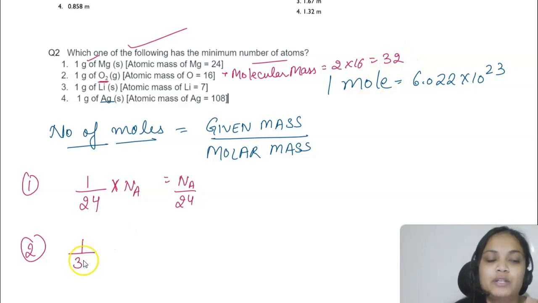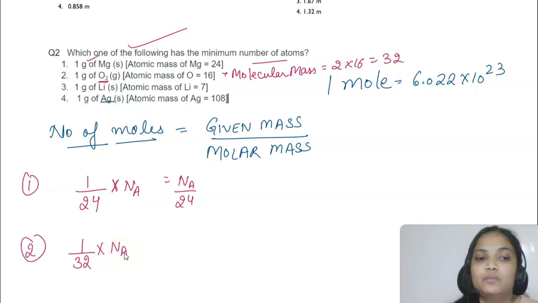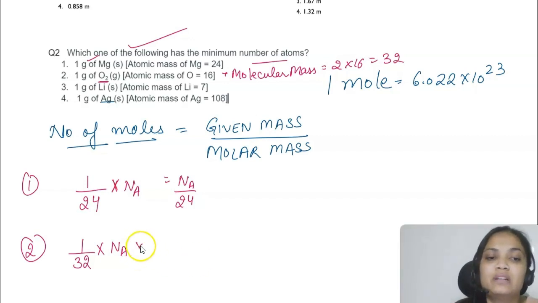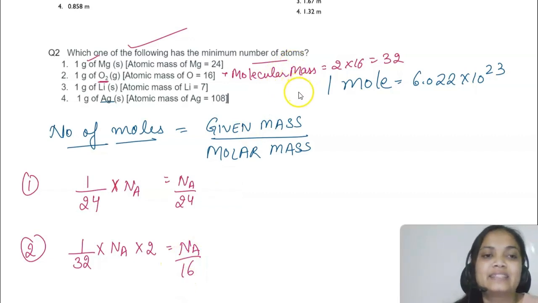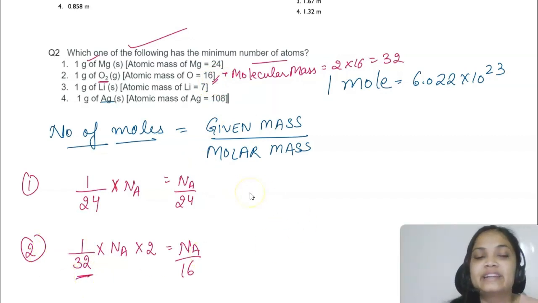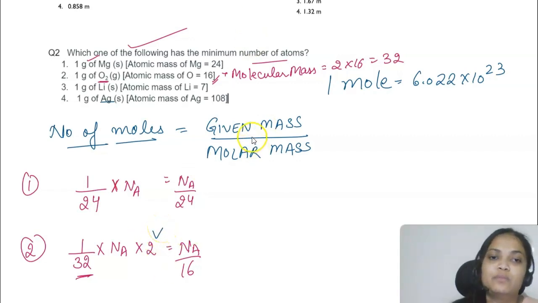So 1 upon 32 into Na, number of molecules it would be. 1 upon 32 into Na molecules. But since one molecule has 2 atoms, I will multiply it with 2. So that will give you the number of atoms, which is Na upon 16. Or clearly, you can directly take 16 as the atomic mass here if you want to find out the number of atoms. But if you are taking it as 32, just multiply it with 2. So this many atoms would be there.